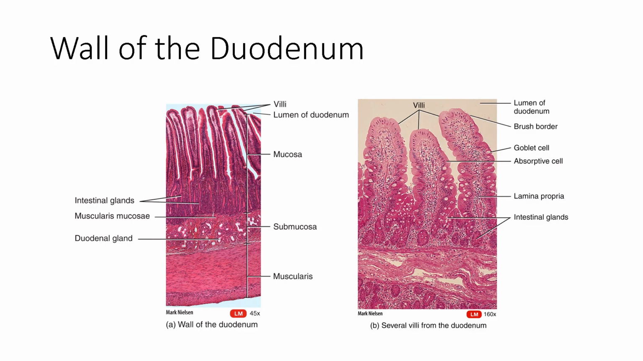So here we have the wall of the duodenum, and we can see several villi here. When we're viewing this through a light microscope, the microvilli are actually too small to be seen individually. So instead, they just form this fuzzy line that we call the brush border. And this fuzzy line extends into the lumen of the small intestine.